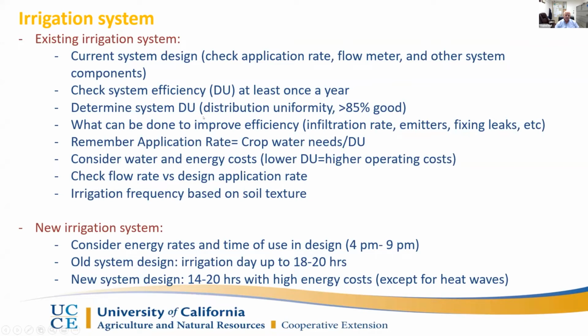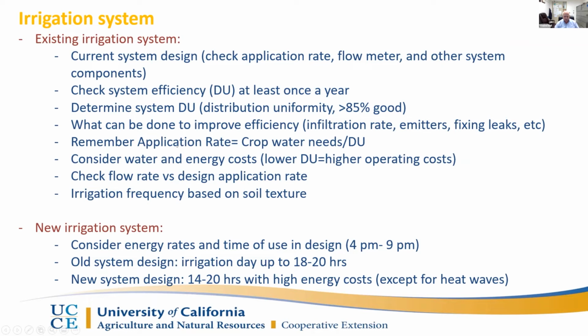I want to make sure that I have good distribution uniformity. Anything above 85%, I would say, is good. Most of the time, if I have a very good drip irrigation system or micro sprinkler, that number could be as high as 90 or 95%. If I have a low number, I want to know what kind of issues I need to fix to get that number to at least 85%.